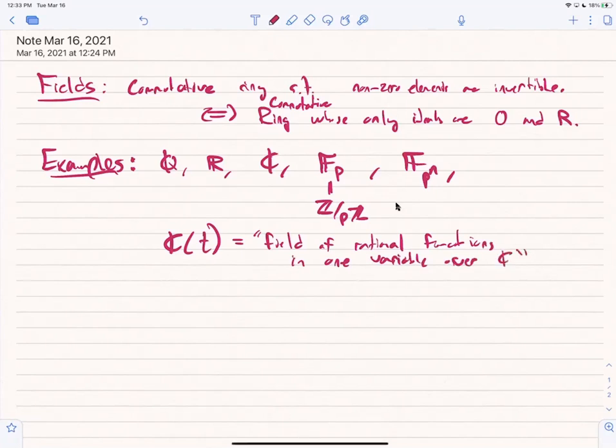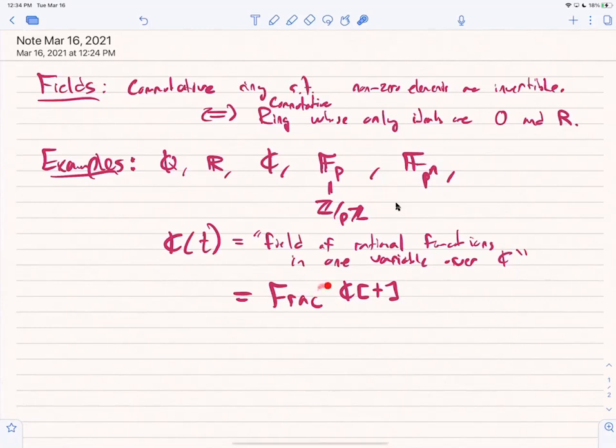I put that in quotes because it doesn't really make sense, depending on how you make sense of it; it's not completely obvious. What this field really is, is the fraction field of the polynomial ring in one variable. Whenever you have a ring, you can take the fraction field of that ring. Let's say an integral domain, just so we don't run into any subtleties.